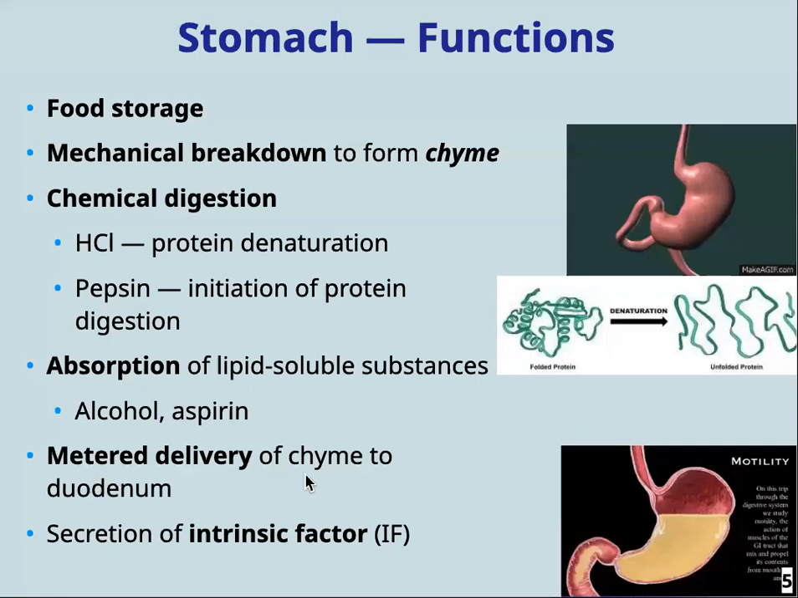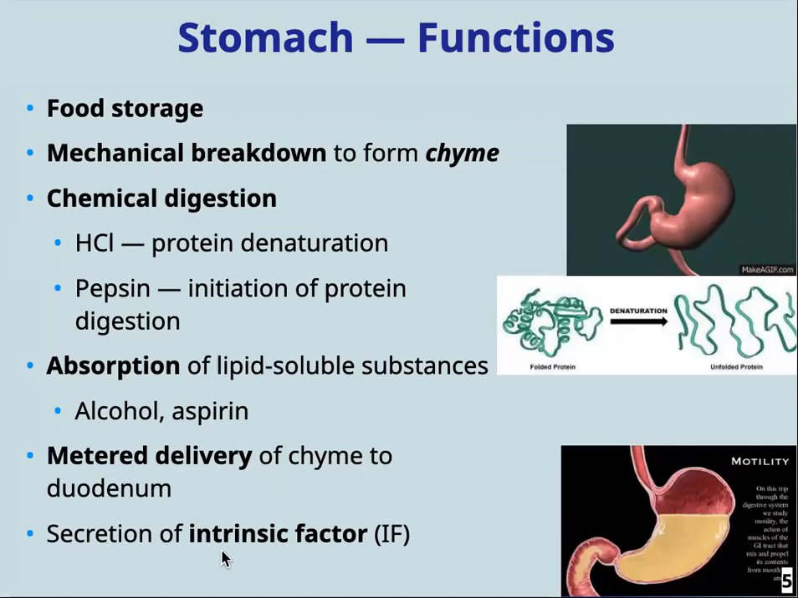And also metered delivery of chyme into the duodenum. This means the stomach, through its pyloric sphincter, helps regulate the speed at which the chyme enters into the duodenum, and this prevents overwhelming the duodenum because we have to regulate the speed so as to match it with the duodenum's absorptive capability. Okay, its ability to absorb things is limited at a certain rate.